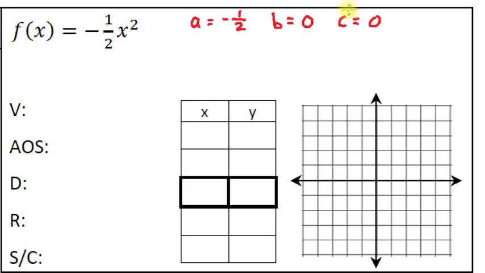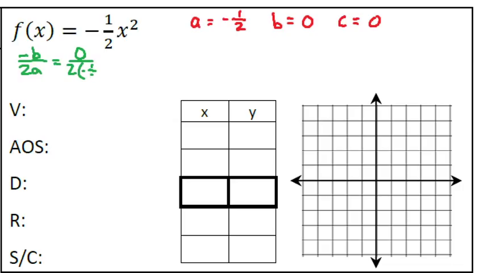All right, so we've identified a, b, and c. What is the x value of the vertex? We're going to find that with negative b over 2 times a. Well, our b value is 0. That means the top of this fraction is going to be negative 0. I can just write 0. Negative 0 and 0 are the same thing. You know that. And then we've got 2 times, I'll put in parentheses, our a value, which is negative 1/2.